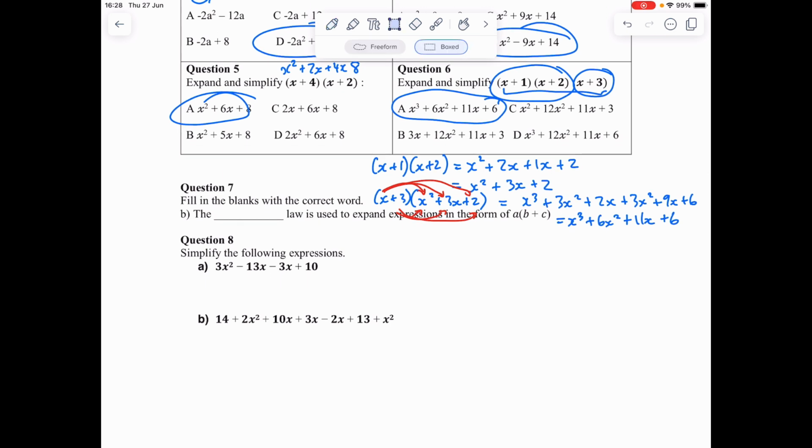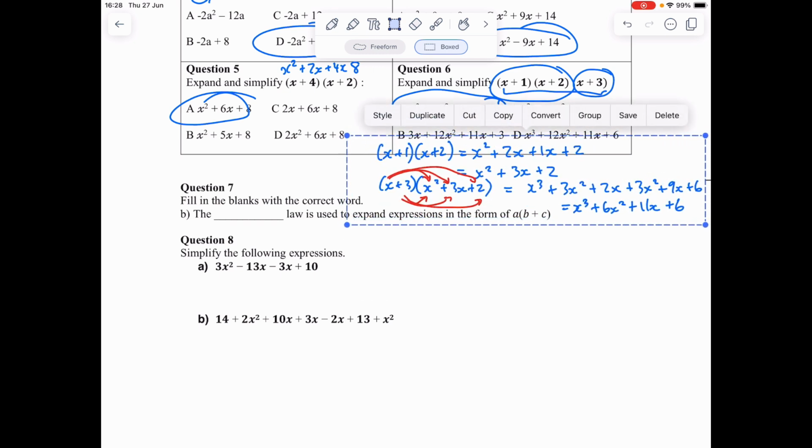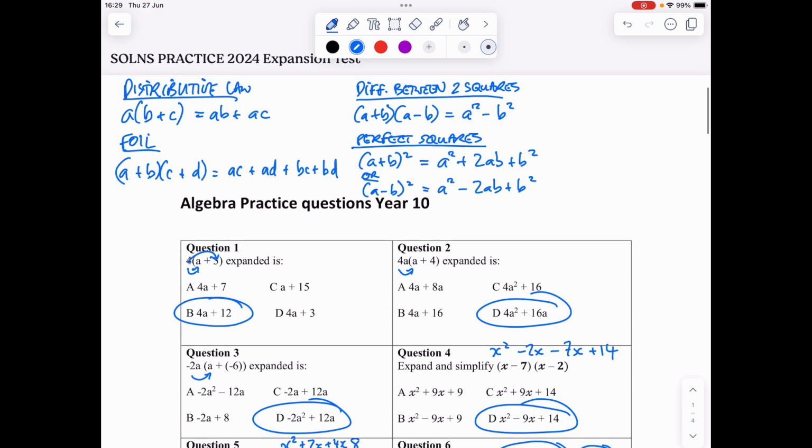Fill in the blanks with the correct word. Okay, I've overridden this. Let's move it so I can see the question. Fill in the blanks with the correct word. The something law is used to expand expressions in the form a(b + c). Your cheat sheet should tell you it's distributive law.